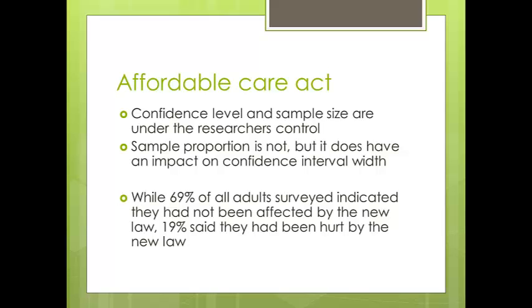One thing that's not under the researcher's control is the sample proportion. In this case, the sample proportion is 69%. 69% of all adults surveyed indicated they had not been affected by the new law. But the value of the sample proportion does have an impact on confidence interval width. We'll take a look at this by recognizing that 19% of the folks surveyed said they had been hurt by the new law.